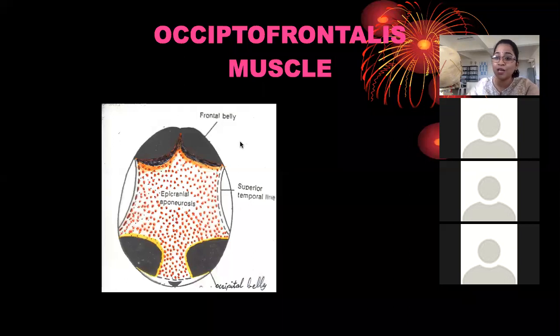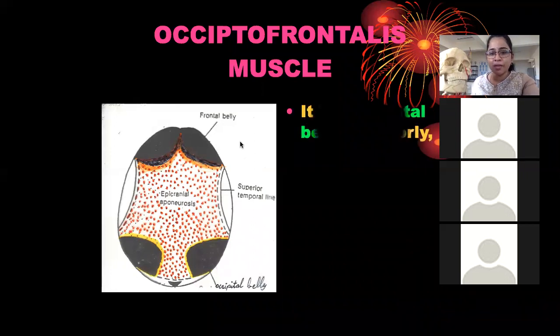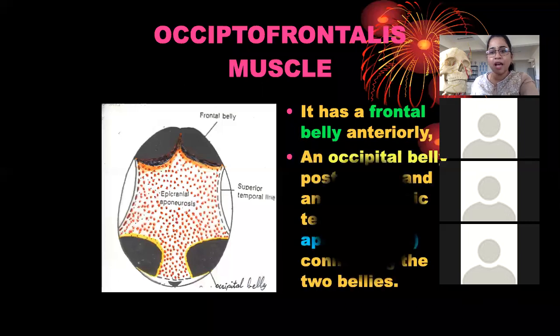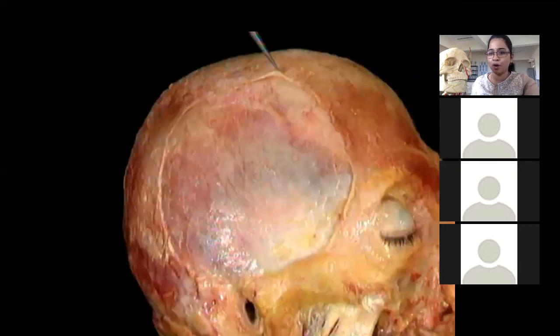Now, what is the nerve supply? We will see later on, not right now. What is the action of this muscle? Whenever we are talking about a muscle, remember that the action is important. Nerve supply is important. So how do you have to write a muscle? Origin, insertion, nerve supply, action. Any muscle question comes, you have to write these 4 points. Till here, everyone clear?